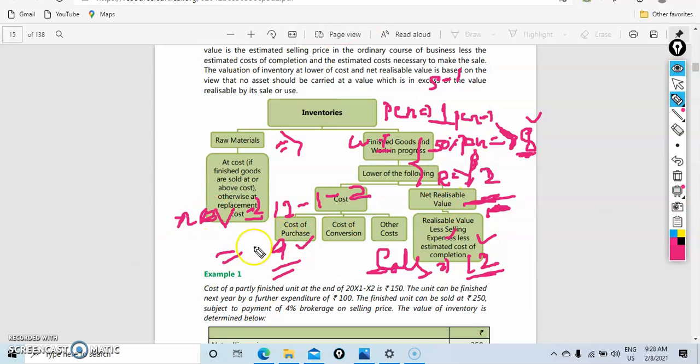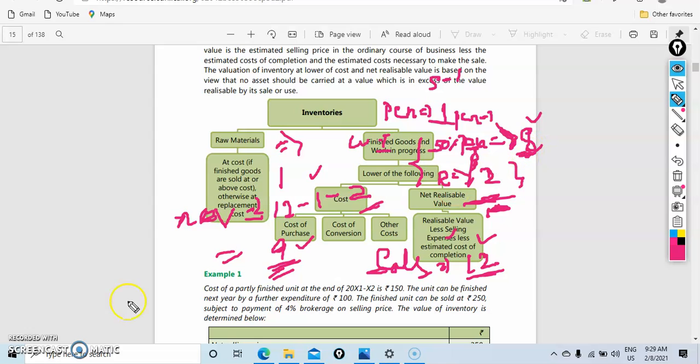So now you want to find the NRV for this 50% pen. You have to use this formula. Normally NRV is sales value minus selling expenses, which is common. Then if they have given a partly completed item, the expected cost of completion should also be subtracted. There you can find 9 rupees. Now you can see 8 or 9, whichever is less, 8.